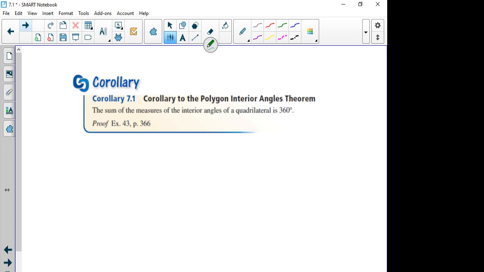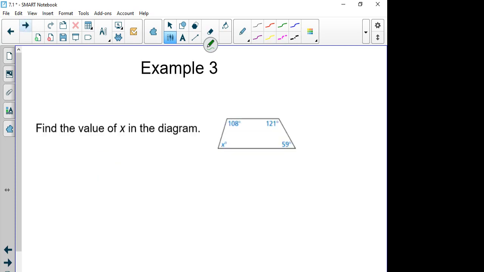Okay, now we're coming to a corollary. A corollary is kind of a subset or an addendum to something we've already proven. The corollary to the interior angles theorem is, we know that n minus 2 times 180 will give us the total amount. Since we're going to deal with a lot of quadrilaterals, just know it's 360. If you don't remember that, just go back to what you know. A square, which is a quadrilateral, has 4 90-degree angles, and 4 times 90 is 360. That can be your benchmark to always remember that rule.